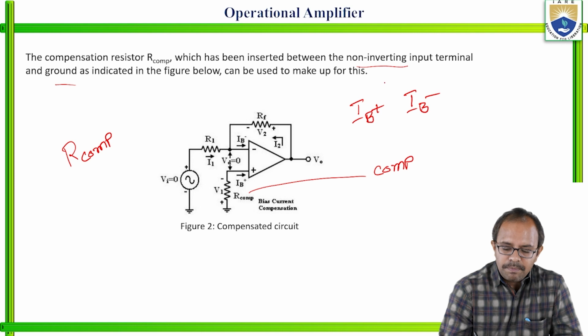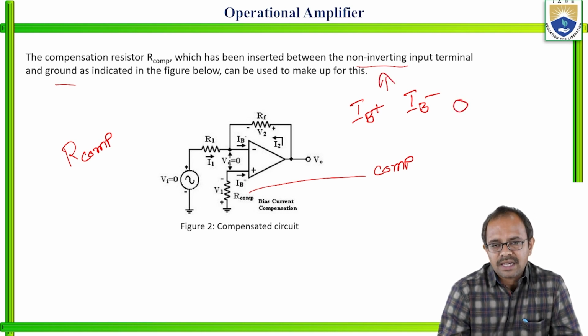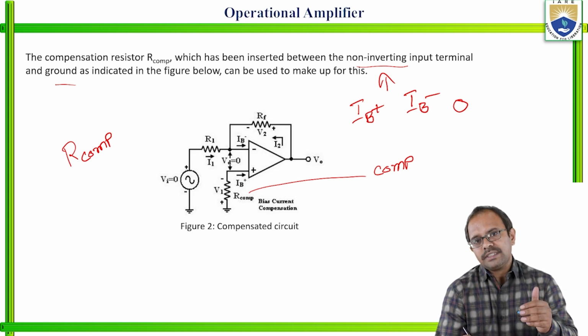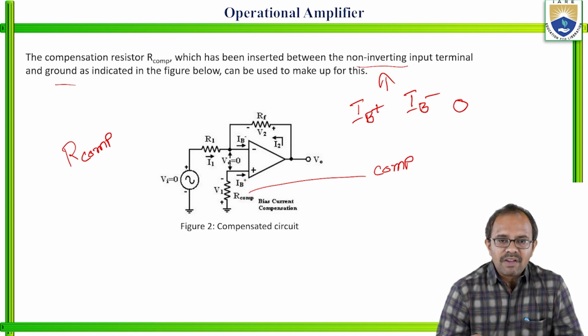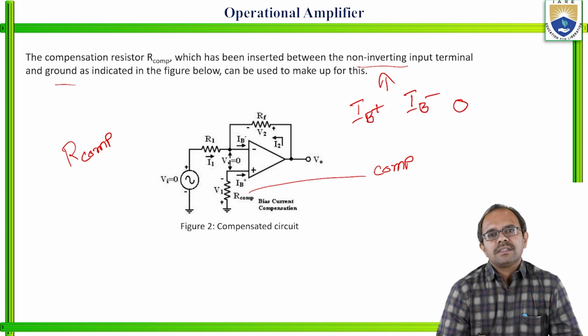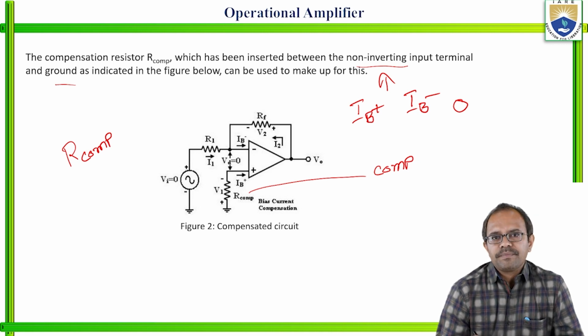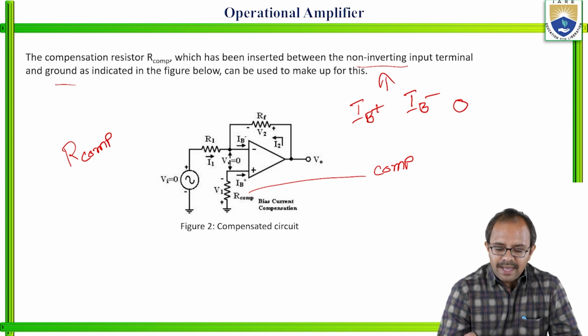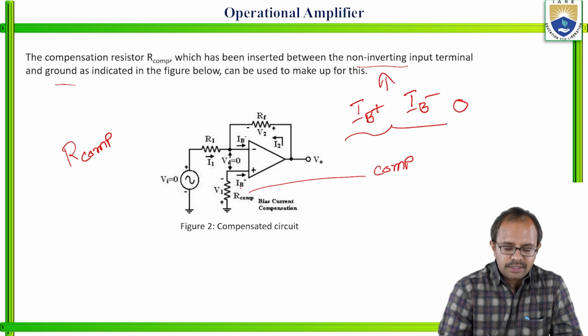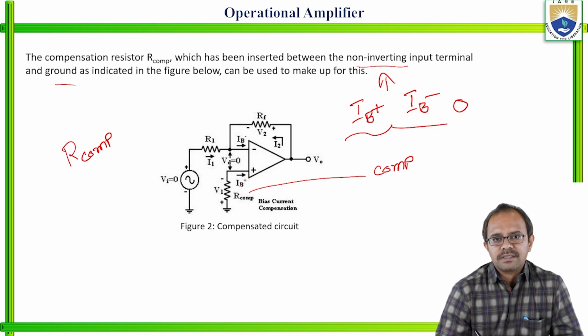Don't think IB plus is very high and IB minus is 0. This will never occur in the operational amplifier. Even if one of the input terminals is grounded, that will never affect the biasing current of the corresponding terminal. There will be some amount of current through the terminal which is connected to the ground, right? To balance these two current components, we introduce this compensating resistance.